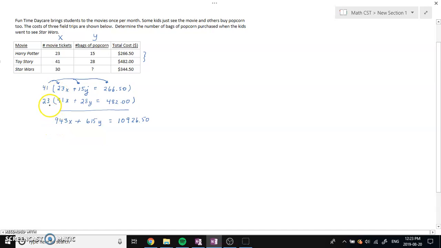For the bottom one, I'm going to multiply 23 onto each of the values. So I've got 943x again. 23 times 28 is 644y. And 23 times 482 is 11,086. Now I'm going to draw a line again, because I have 2 new equations.